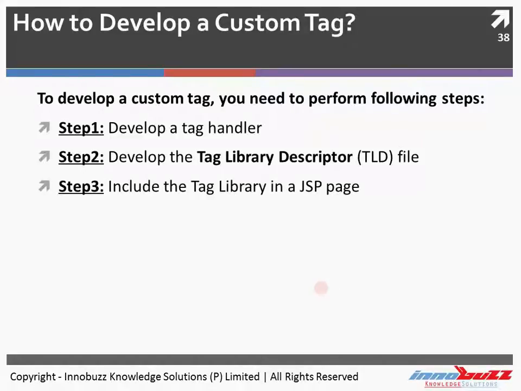To use the custom tag, you have to include the tag library directive. This is one of the directives of the JSP page, which we can see in the practical demonstration of this custom tag. Step 4 is deploy the application. Once you have included your custom tag using the tag library, you can run your application after deploying it. So these 4 steps are followed while developing any kind of user-defined or custom tags.